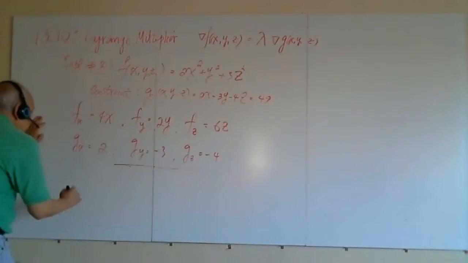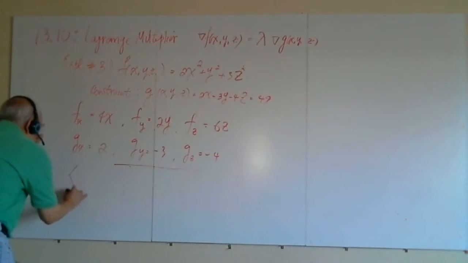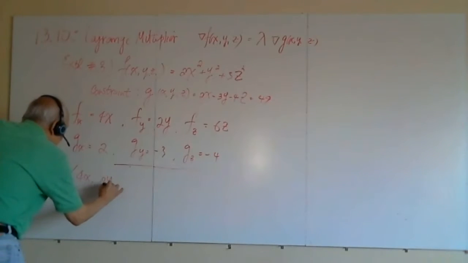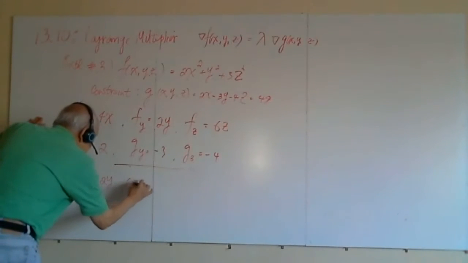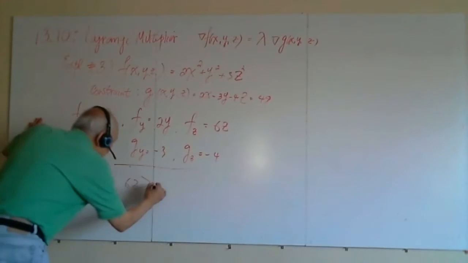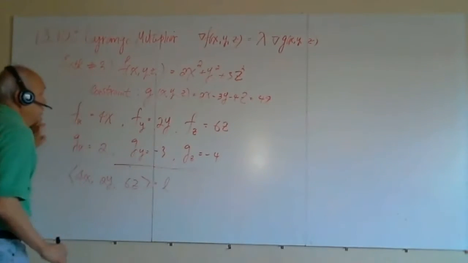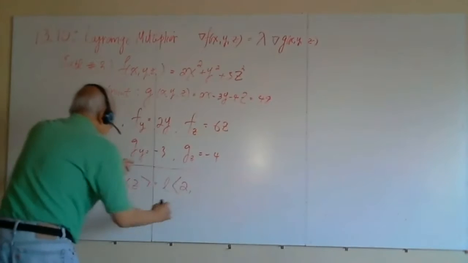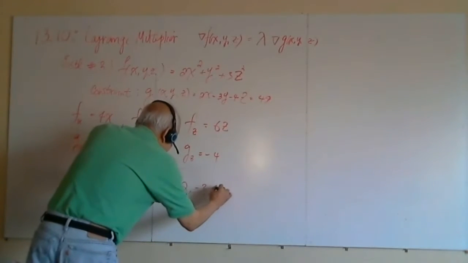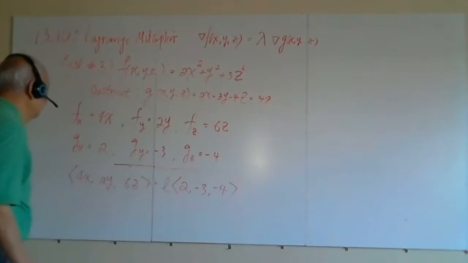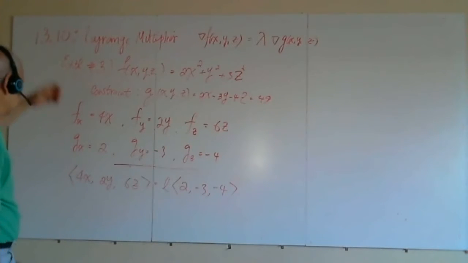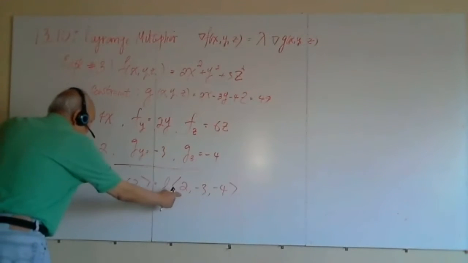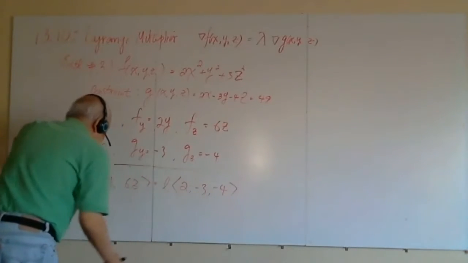So based on that, setting up here, we have the angle bracket 4x, 2y, 6z, equal to L. L stands for lambda. Angle bracket again, so I got 2, and then -3, and then -4. So I think that I have three equations. This one goes to here, this one goes to here, and this one goes to here. Let's see what happens.